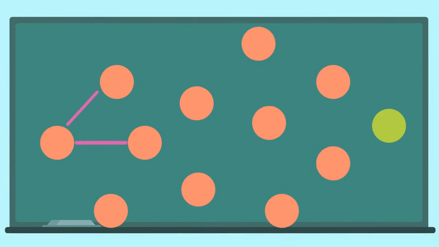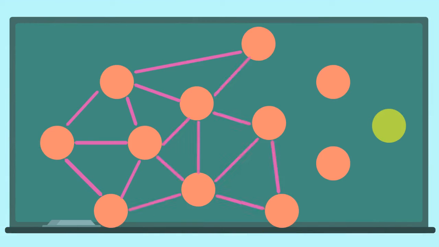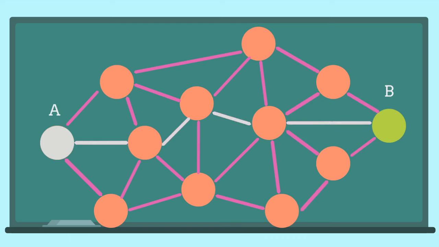Let's see a small example. In a real mesh network, we have multiple nodes, and they share numerous links between them. Thus, if we want to send information from one point to another point, the data will have different paths to reach the destination, as we can see here. What happens if one node stops working? Well, the network is able to adapt and find another path.